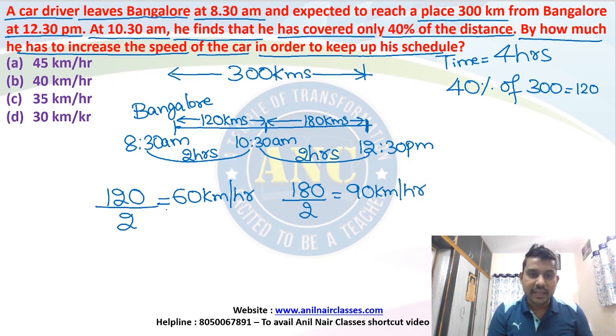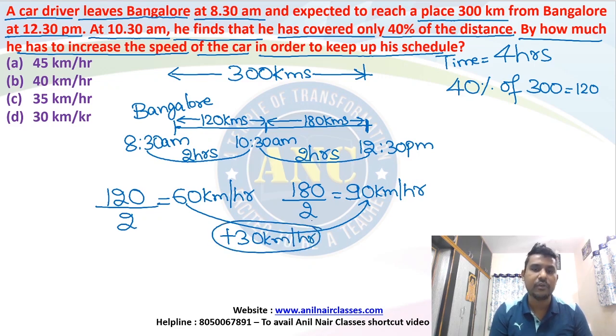That means 60 kilometers per hour is the speed at which he was traveling the first 40% of distance. Now the remaining 60% of distance, he should travel at a speed of 90 kilometers per hour. That means he should increase the speed by how much? Another 30 kilometers per hour for the last 60% of the distance. Answer for this question is option D, which is 30 kilometers per hour.